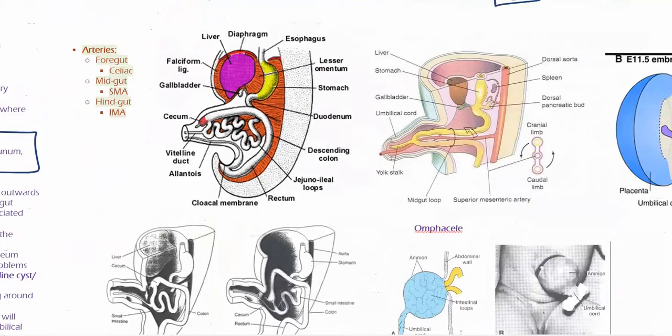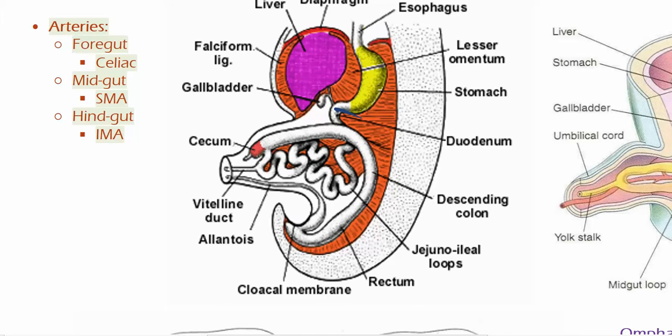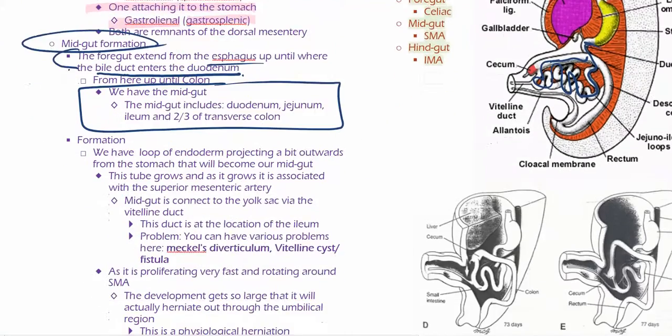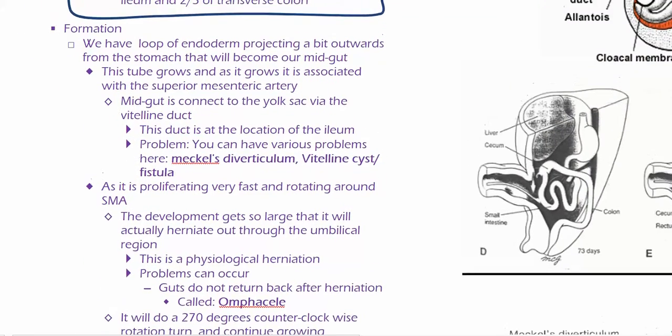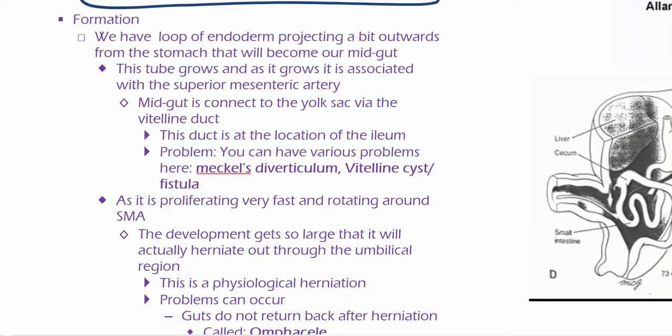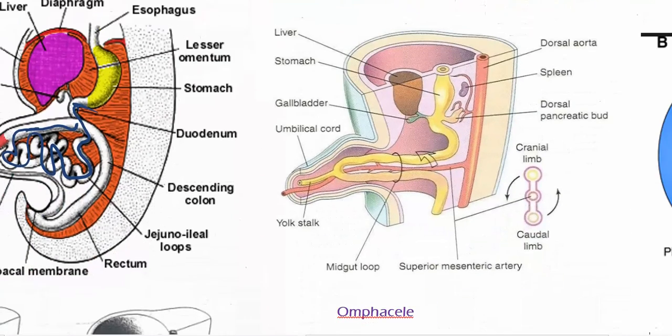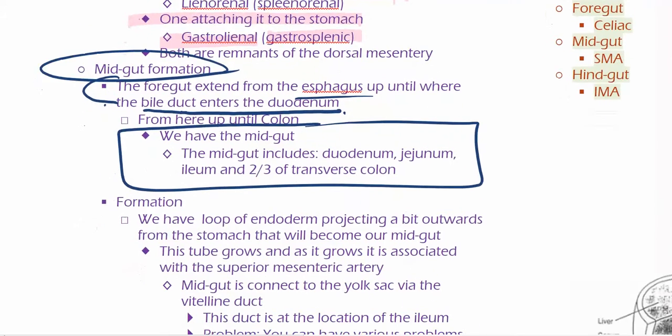Okay, and you can see the midgut here. Somewhere around there, I'm not exactly sure, but it's going to include all these guys here, maybe to right here somewhere. Cool? Okay, so let's look at what's actually happening. As the gut tube is developing, you're going to have a bit of the gut tube sticking out around the midgut area. You see how it's sticking out a little bit?